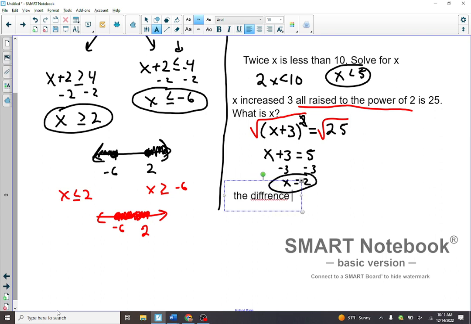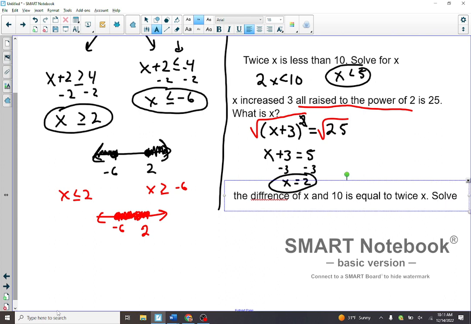The difference of x and 10 is equal to twice x. Solve for x. What is x?